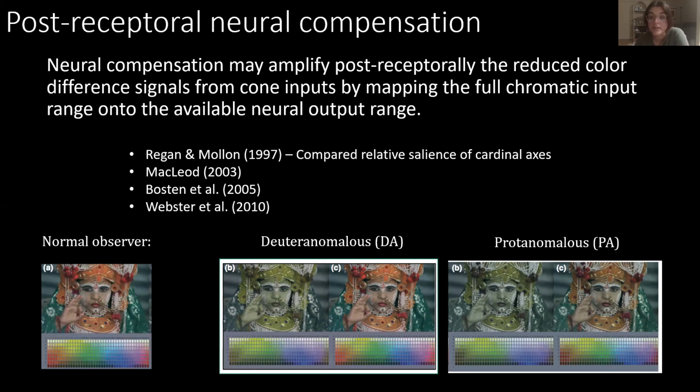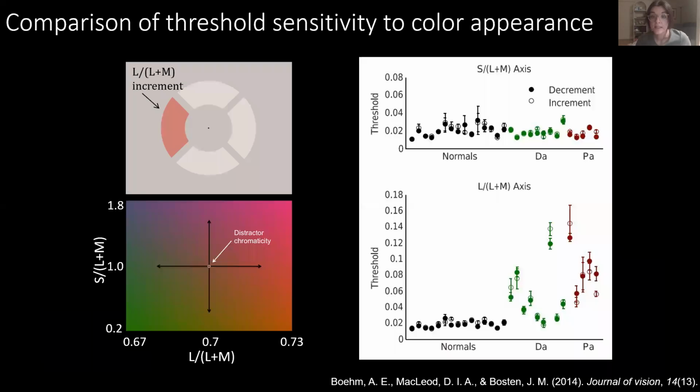So Regan and Mullen first suggested this in 1997 when they compared the relative salience of the cardinal axes of color space in normal and anomalous trichromats, and found that for some anomalous trichromats, the relative salience was normal or near normal, but they didn't measure discrimination thresholds. So it remained possible that their results could be explained by near normal color discrimination abilities in their participants. So this idea of compensation in anomalous trichromacy was the inspiration behind the work I'll be showing you today.